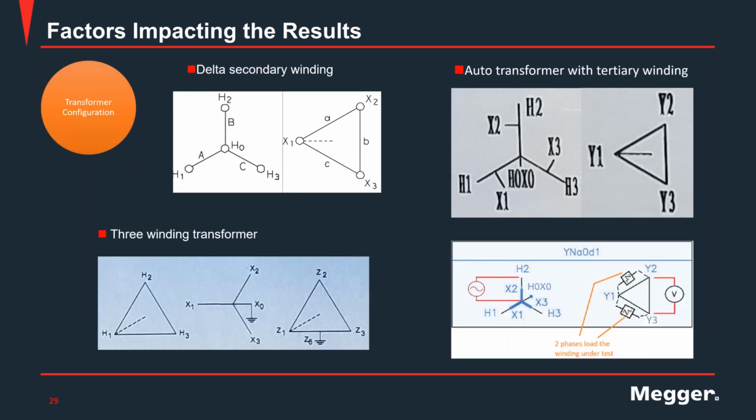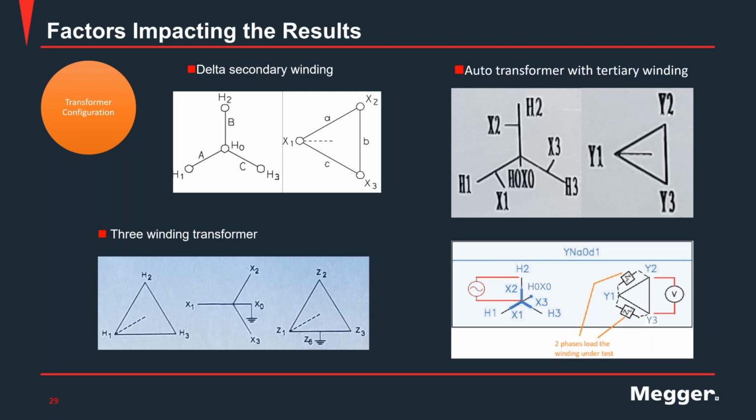And finally, the transformer configuration. When we have a delta secondary, or a transformer with three sets of windings, an autotransformer with a tertiary winding, if you remember, going back to the initial part of the presentation, we said that when we perform the test, it's really important that on the measurement side, my windings are open circuit.